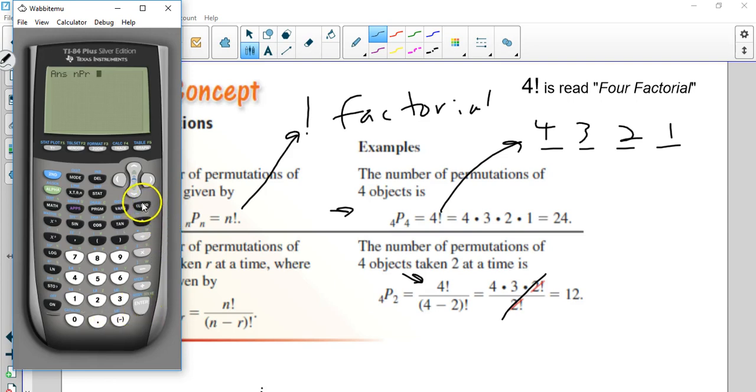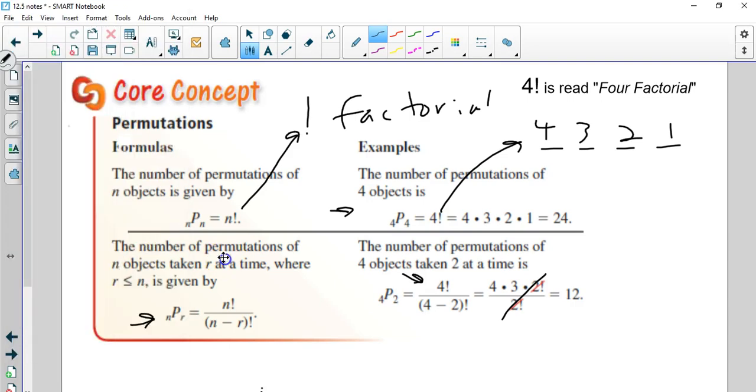So, let's say we're doing the same problem with 4 items chosen 2 at a time. Boom. 12. Same answer as right there. And we'll practice this. Okay?